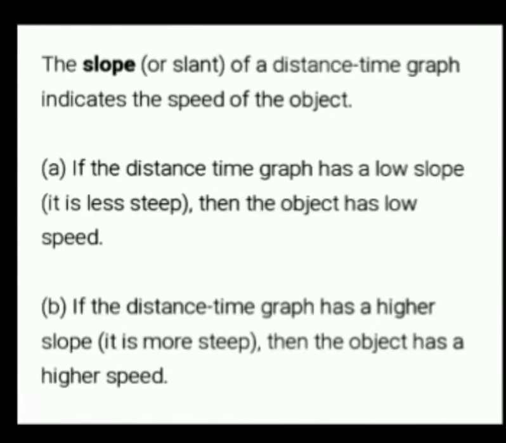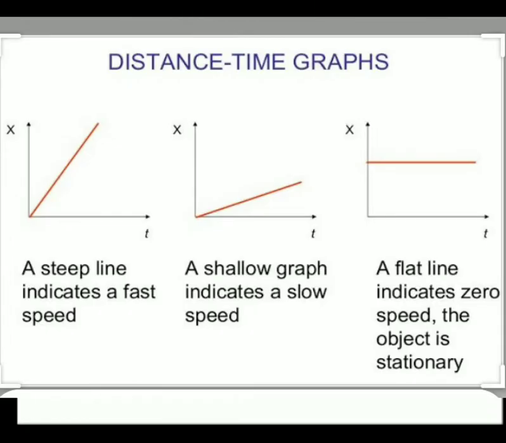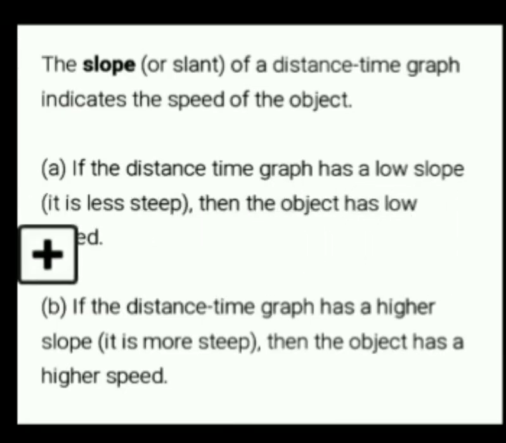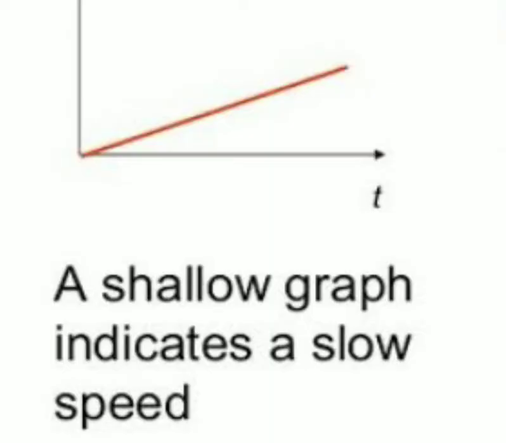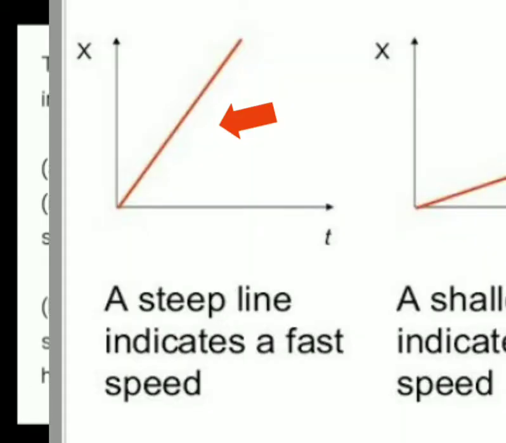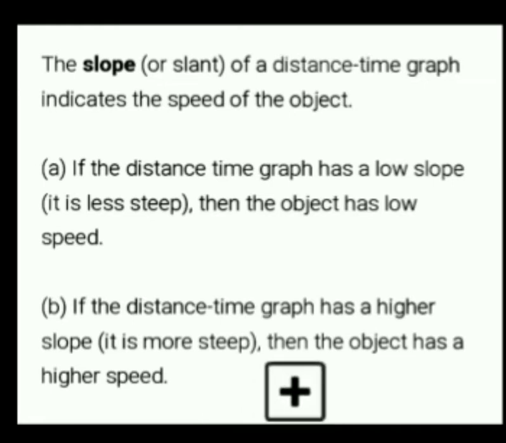Let us proceed further. Here students, you have to understand that the slope of a distance time graph indicates the speed of the object. The slope of a distance time graph, students, shows the speed of the object. If the distance time graph has a low slope, then the object has lower speed, and if the distance time graph has a higher slope, then the object has a higher speed. Here the slope means how fast or how soon the graph reaches its height, or how the graph goes higher and higher in a lesser time.